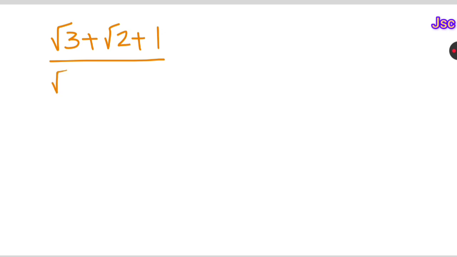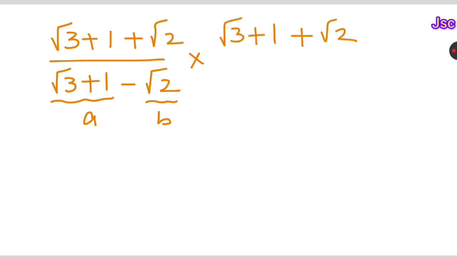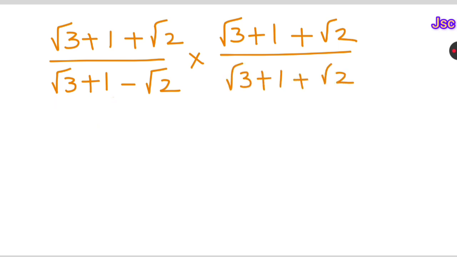Now write the positive terms on one side and the negative, minus root 2, on the other side. At the top also we are going to convert like this: root 3 plus 1 plus root 2. It is in the form of a minus b. So we have a minus b, and now we need to rationalize with a plus b. So our a value is root 3 plus 1, and b value is root 2. Over root 3 plus 1 plus root 2. Observe here we have root 3 plus 1 plus root 2, here also root 3 plus 1 plus root 2.